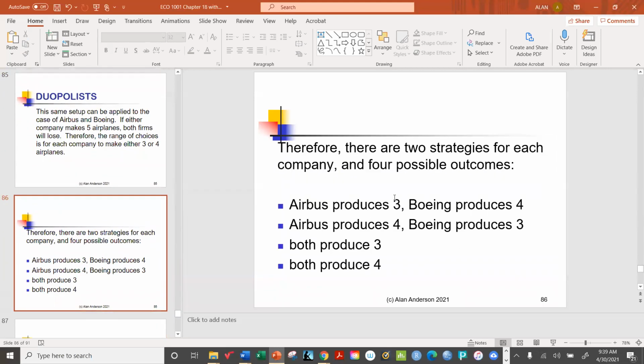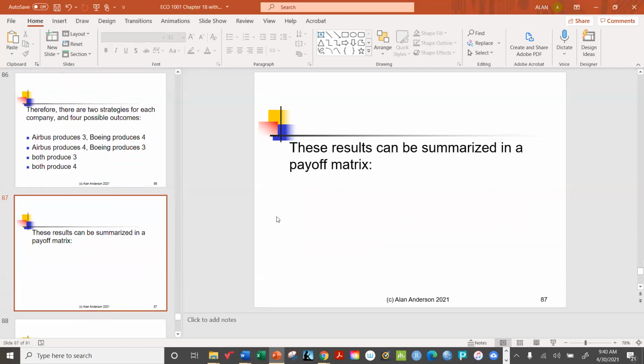So this is a summary of what we were doing with Airbus and Boeing. These are the only outcomes that make sense. Remember, we saw that neither side will make money, or neither side has an incentive to make 5 planes. Everything will be somewhere between 3 and 4 planes for both sides. So there's only 4 possible outcomes. And so the question is, which one will they end up with? So this payoff matrix, as it's called, consolidates.